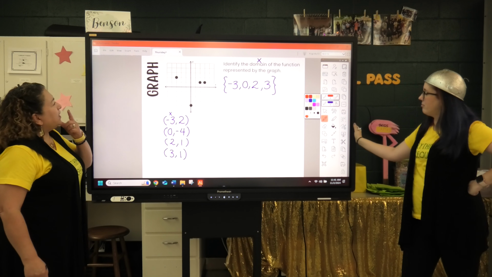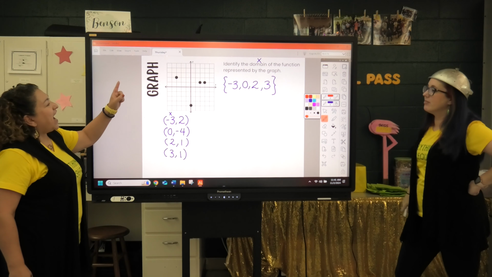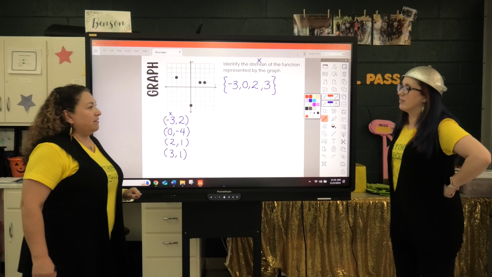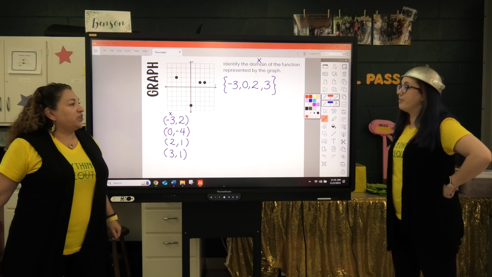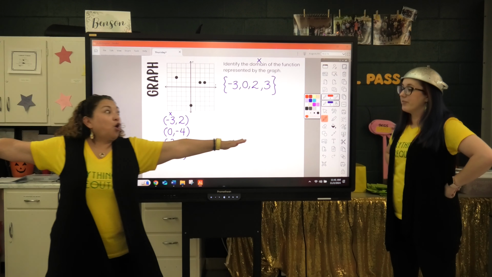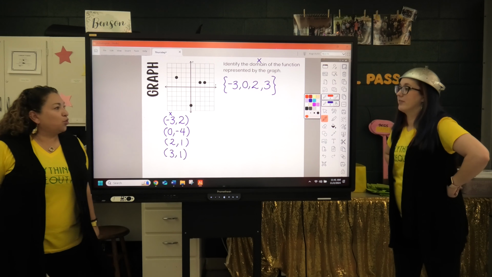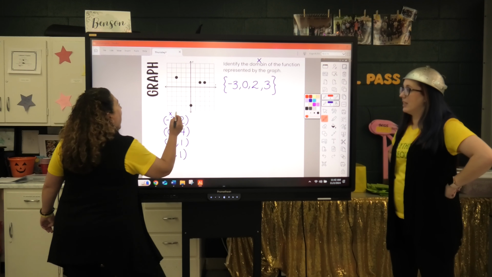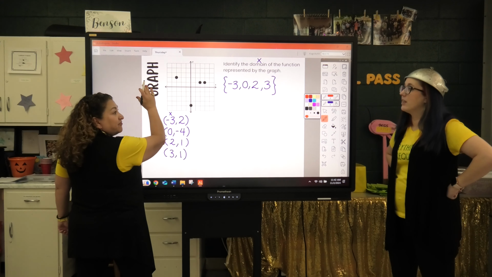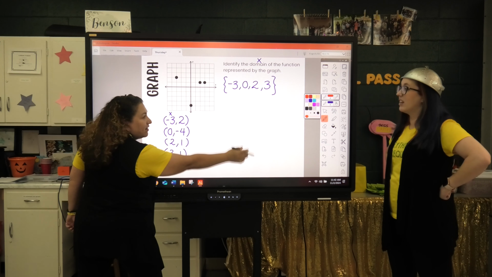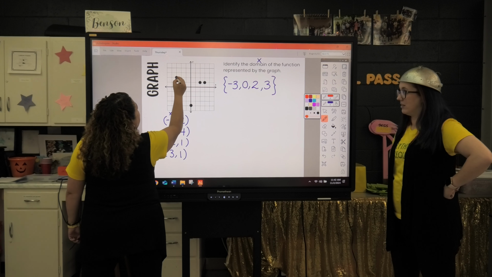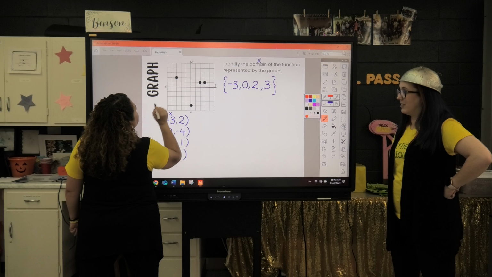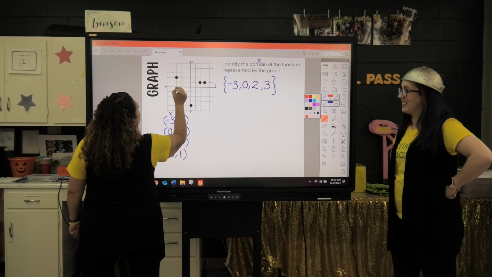So the first thing I'm going to look at is I'm going to identify the domain. The domain means X values. It means how far did you go over to get to a point. I'm going to start at my left, because that's how I read, left to right. I'm going to look at the point that I see first, and ask this point, hey point, what was your X value?